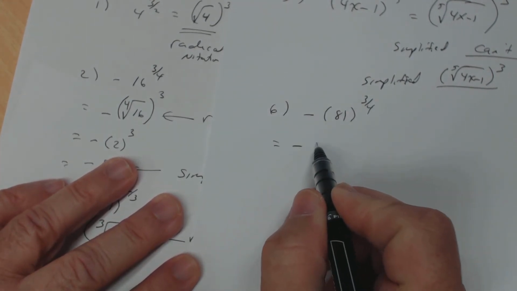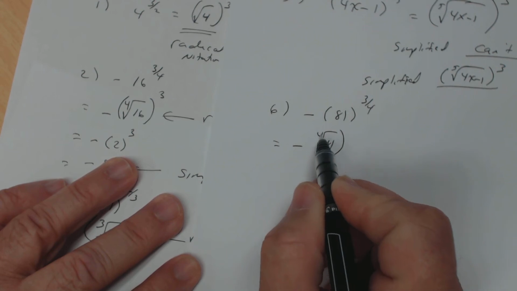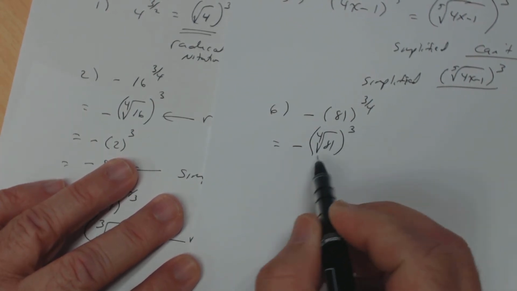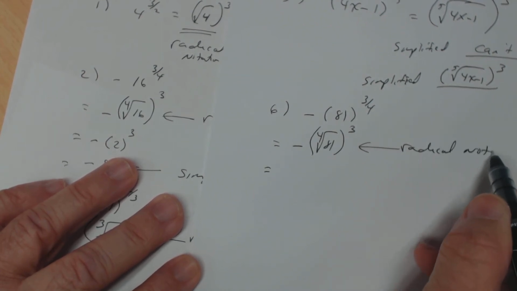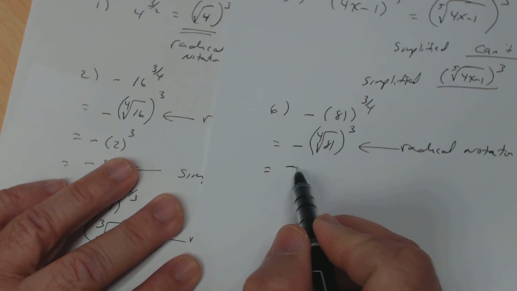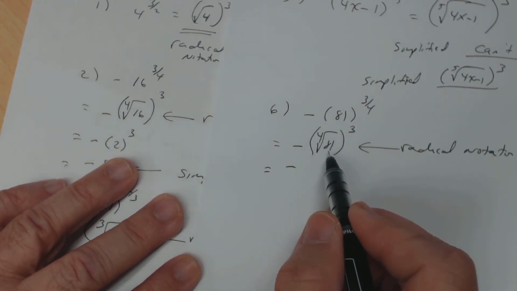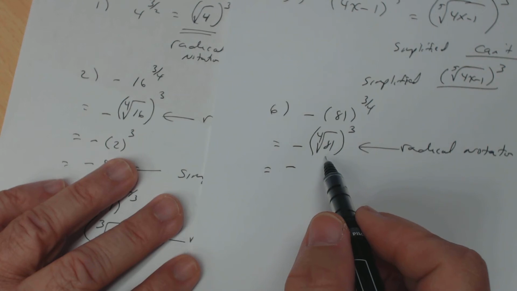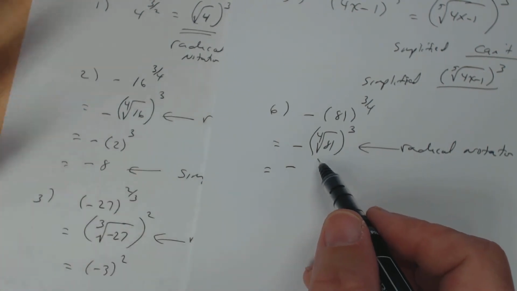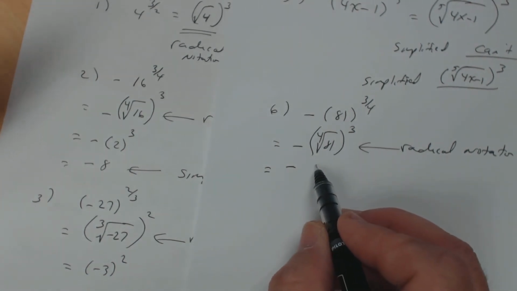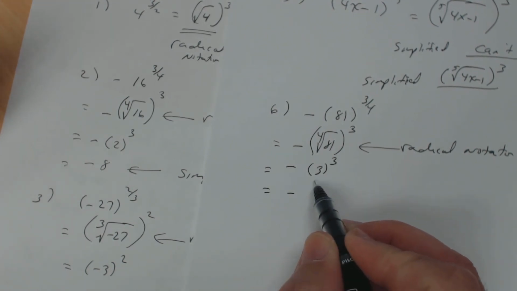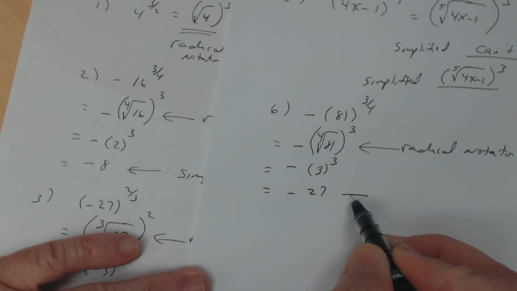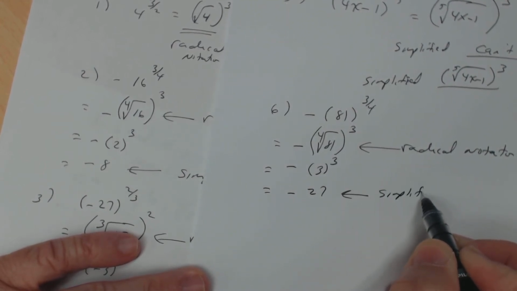So that's going to be negative 4th root of 81. And that 4th root of 81 is being cubed. So this is your radical notation. Now let's see if we can simplify this. So that's going to be negative, the 4th root of 81, so what number times itself 4 times is 81? So let's try 3. 3 times 3 is 9. 9 times 3 is 27. 27 times 3 is 81. So we get 3 cubed. And so that becomes negative, and then 3 cubed is 27. So that becomes negative 27. So that's your simplified answer.